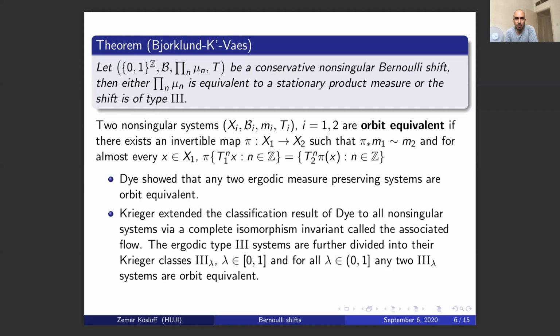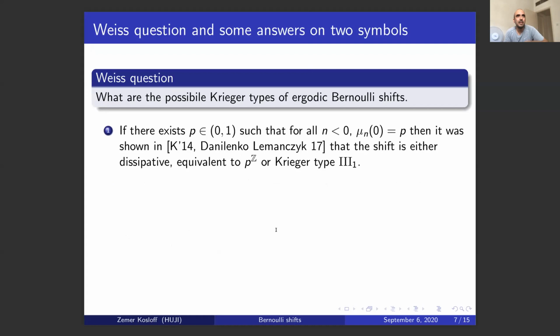After my master's thesis, where I showed a Bernoulli shift of type 3-1, Benji Weiss asked me the following nice question: what are the possible Krieger types of ergodic Bernoulli shifts? This led me to my first classification paper, which was refined by Danilenko and Lemańczyk some 3 years later.